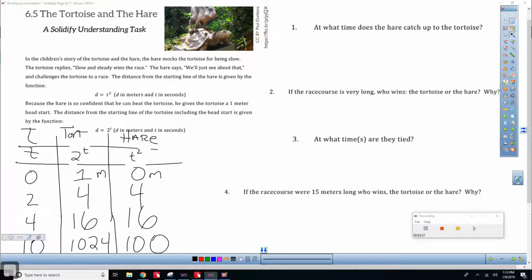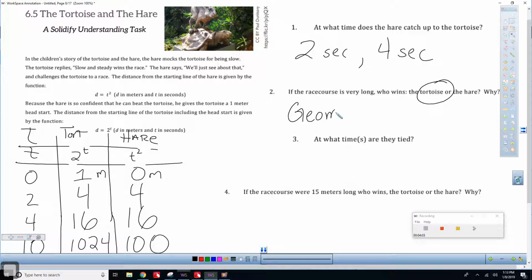Well, I think it's at 2 seconds. Right? That's 2. And 4 seconds. I wonder what's happening in between that time, but we'll have to graph it and see. If the race course is very long, who wins? The tortoise. Because of geometric growth, really. The hare will never grow higher. Never, ever, ever. At what times are they tied? 2, 4 seconds.